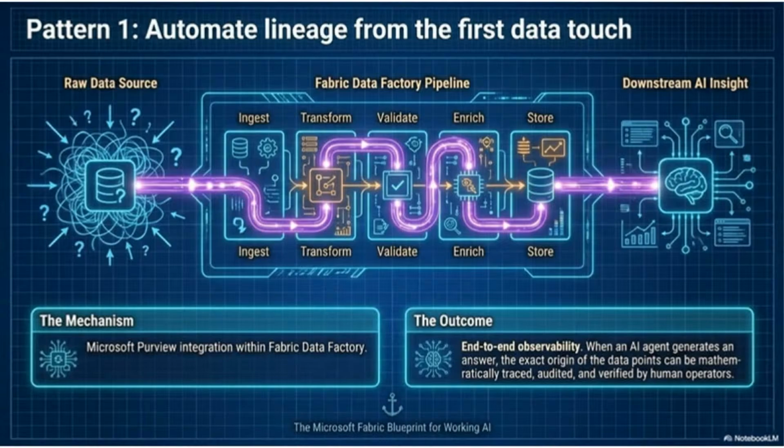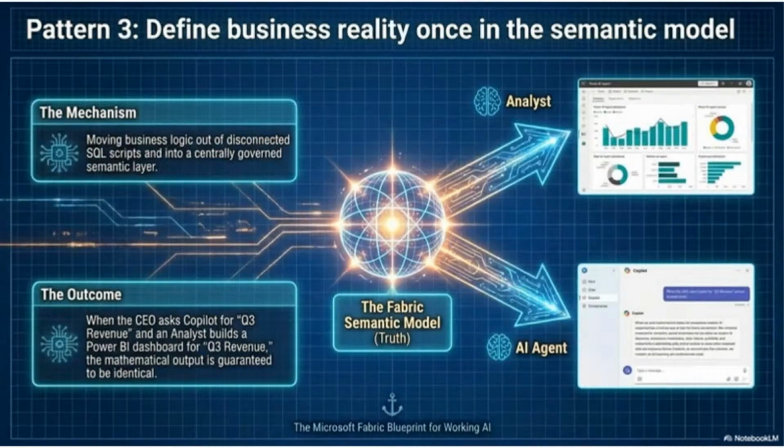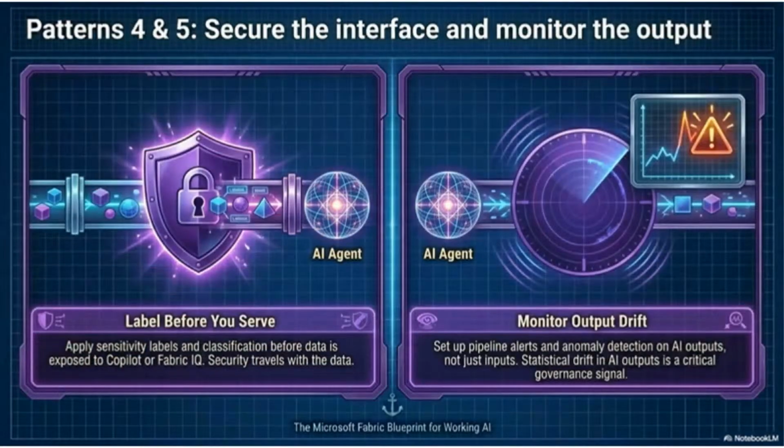So pattern 1, automate the lineage from the first data touch. You've got your raw data source, you're ingesting it, transforming it, validating it, enriching it, and storing it in the Fabric Data Factory pipeline, and then you get your downstream AI insight. The mechanism is Microsoft Purview integration with Fabric Data Factory, and the outcome is end-to-end observability. When the AI agent generates an answer, the exact origin of the data points can be mathematically traced, audited, and verified by human operators. I feel like I'm missing a pattern 2.